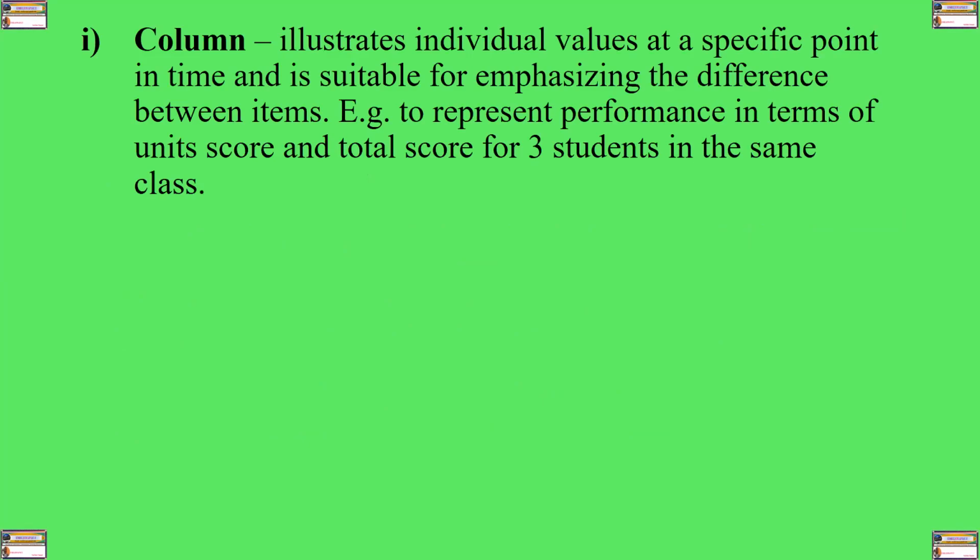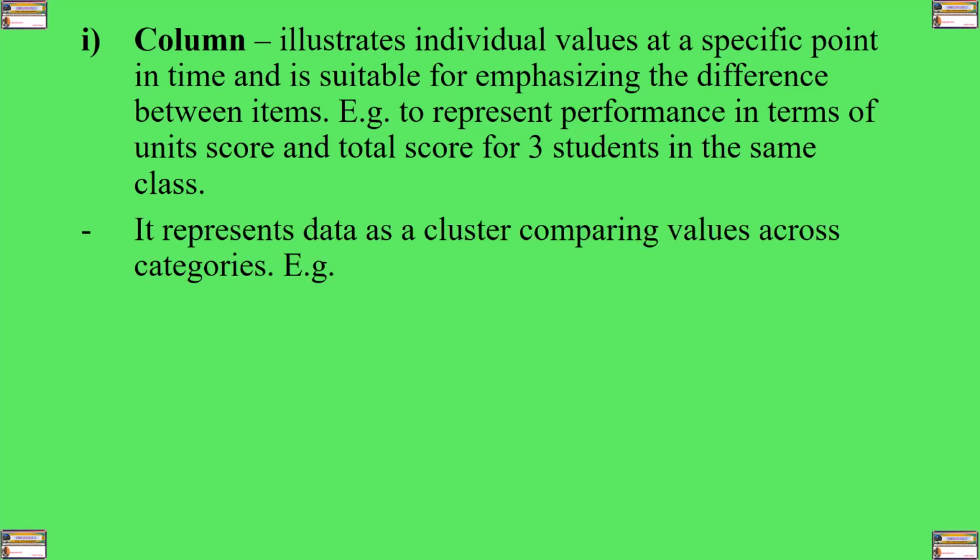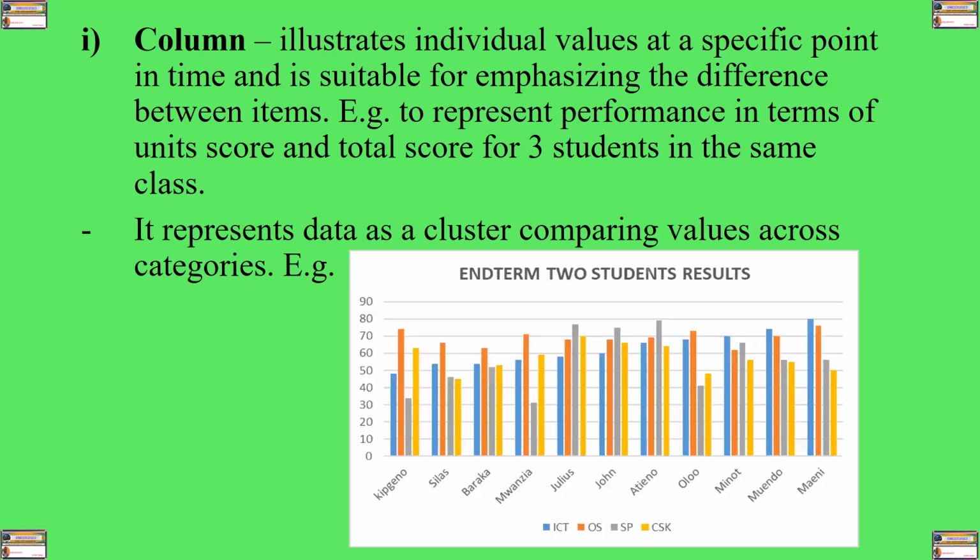Number one is called column chart. A column chart illustrates individual values at a specific point in time and is suitable for emphasizing the difference between items. For example, to represent the performance in terms of unit score and total score for 3 students in the same class. It represents data as a cluster comparing values across categories. For example, so this is an example of a column chart.